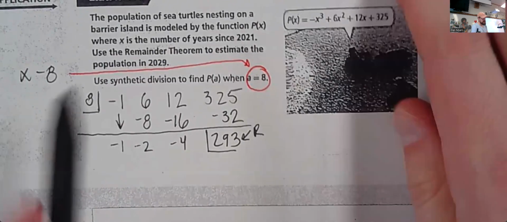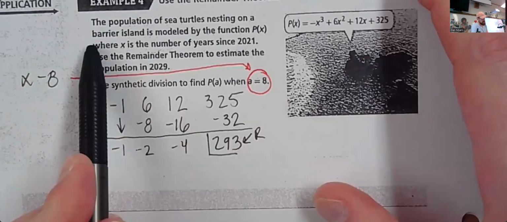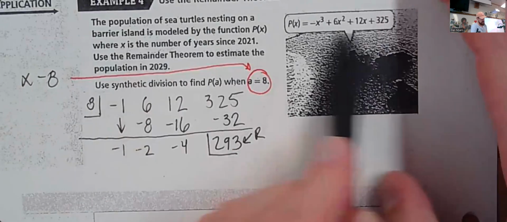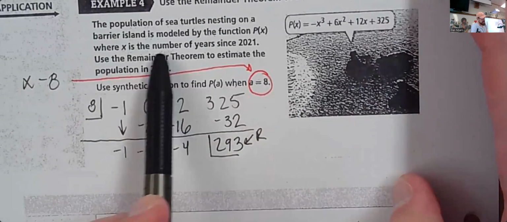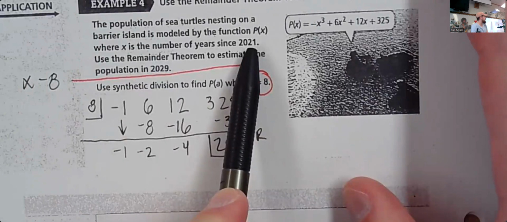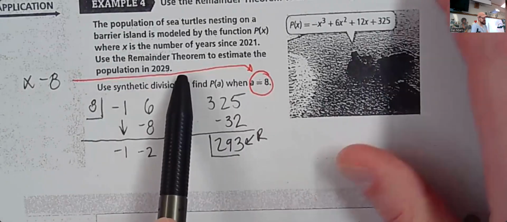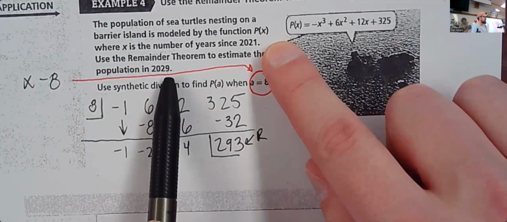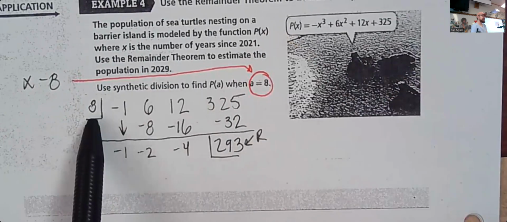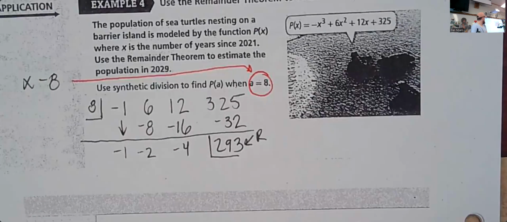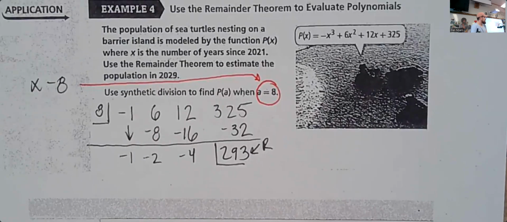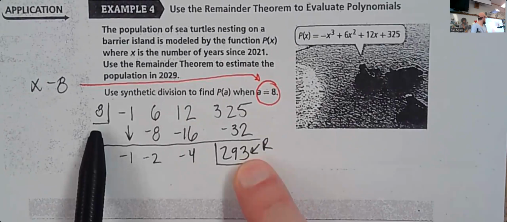What it's saying here is the population of sea turtles nesting on a barrier island is modeled by this function, where x is the number of years since 2021. Use the remainder theorem to estimate the population in 2029. How many years is it between 2021 and 2029? 8. That's the number we have right here. 8 years. So we're basically using a value of 8 for x. So after 8 years, how many turtles are there?